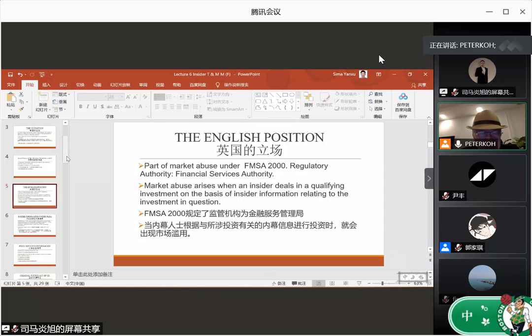But in England, it is not called insider trading. It is known as market abuse. And this is under the Financial Services and Markets Act, right? 2000, right? That is in England, FSMA 就是英国的法规 and the authority 建图架构是 Financial Services Authority. Now, there is a definition of market abuse. Market abuse arises when an insider deals in a qualifying investment on the basis of insider information relating to the investment in question.